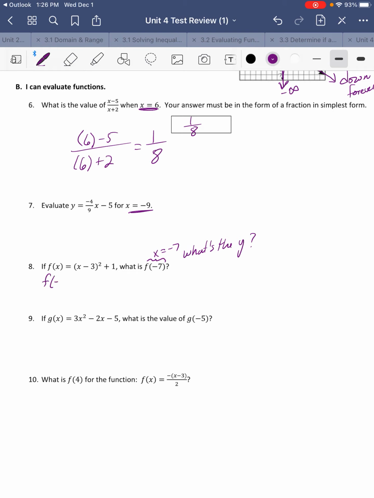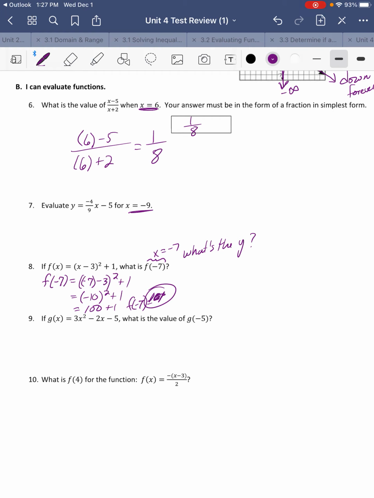On the left side, this is notation. Nothing is really used in solving. And we have -7 minus 3 is -10. And -10 squared, anything squared is positive, is 100. And 100 plus 1 is 101. So 101 is your answer. So when the x is -7, the y value is 101.